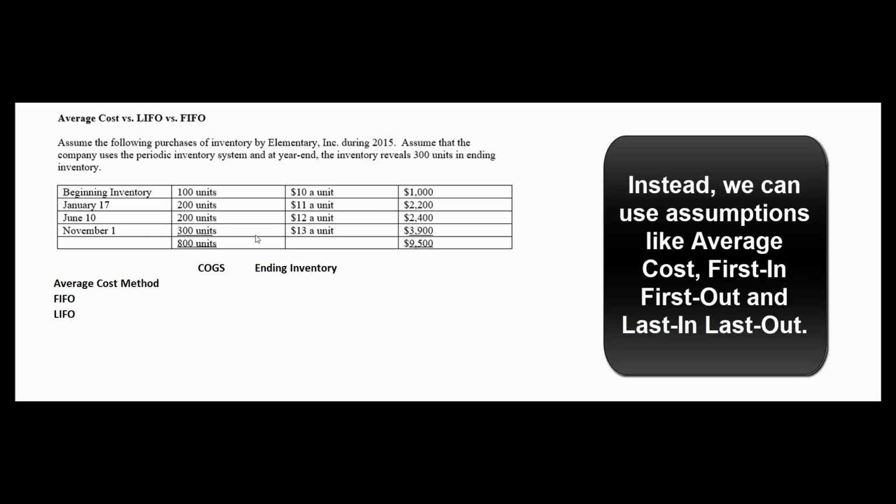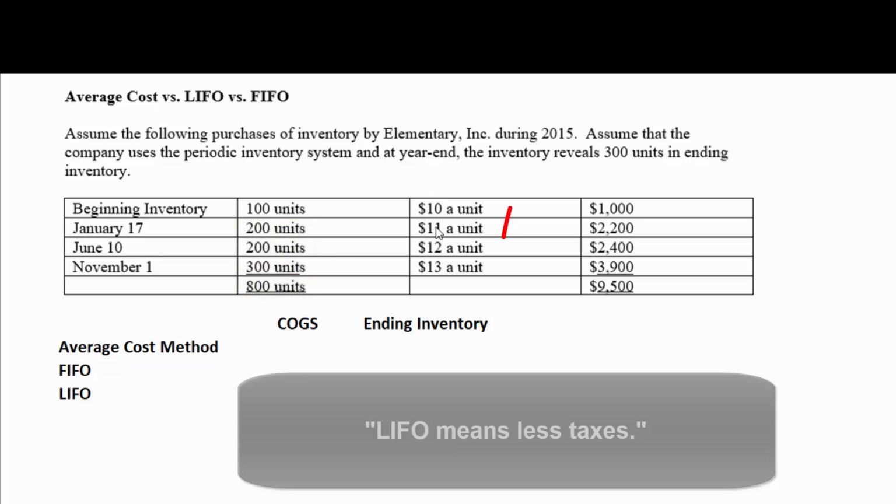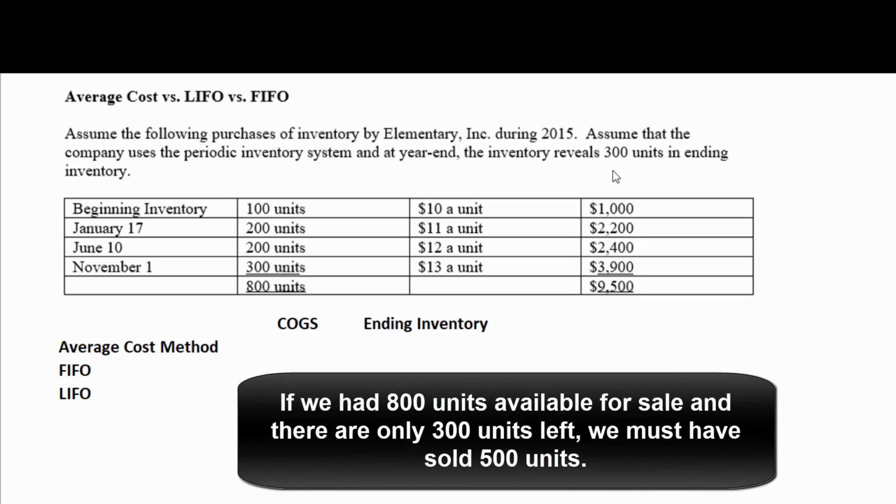or LIFO. Let's take a look at this company, Elementary Inc., and their purchases during 2015. Their beginning inventory was 100 units. They purchased 700 more units, so they had 800 units available for sale. You'll notice we're in an era of rising prices, so LIFO, assuming the last units we bought or the first units we sold, should give us a higher cost of goods sold, which should give us less income taxes to pay. LIFO means less taxes. We take an ending inventory, we discover that there's 300 units left. If there were 800 units available for sale, and there are 300 units left, we must have sold 500 units.